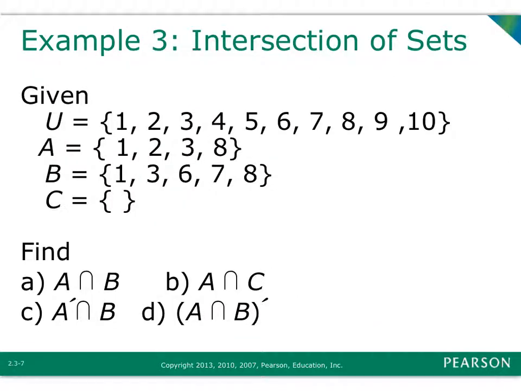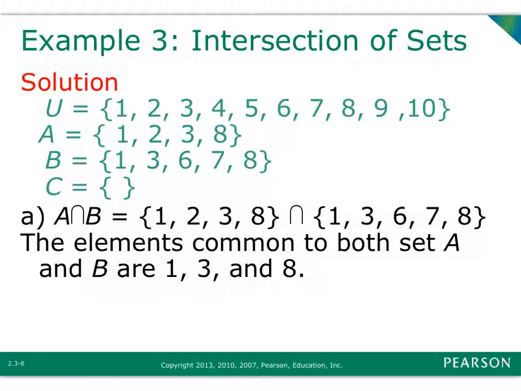So in our example, we have a universal set of the counting numbers 1 through 10. We have set A being 1, 2, 3, and 8. Set B is 1, 3, 6, 7, and 8. And C is the empty set. So our first question is find the intersection of A and B. Then we're going to find the intersection of A and C. Then we're going to find the intersection of A prime and B. And then we're going to find the intersection of A and B prime.